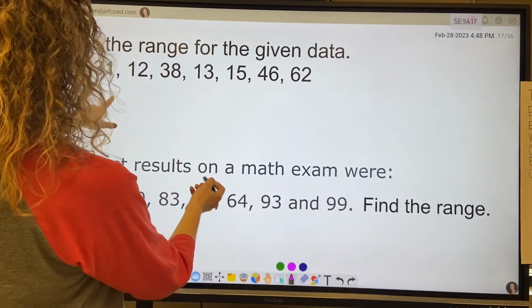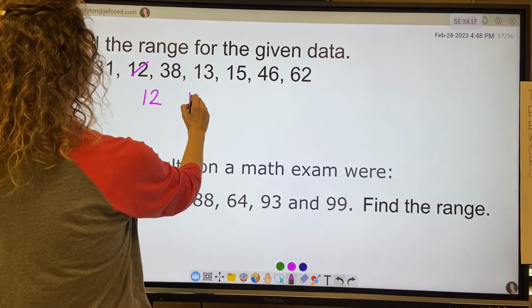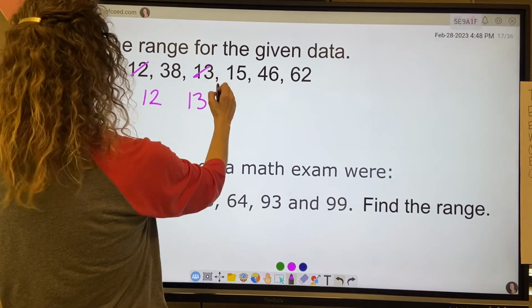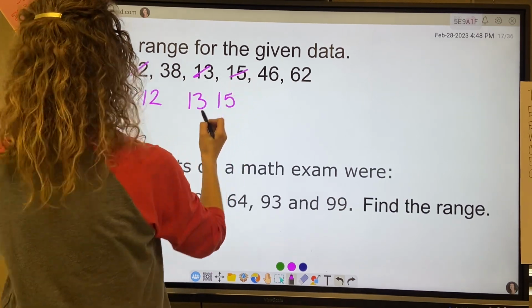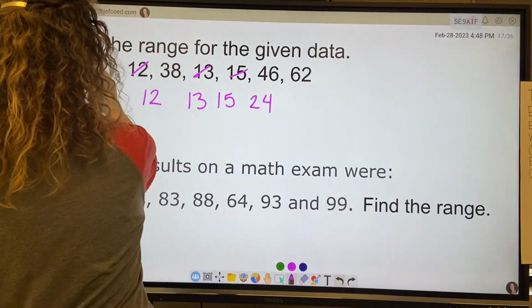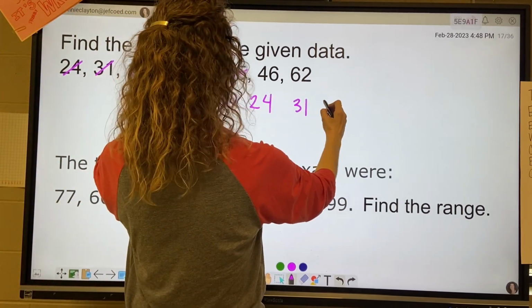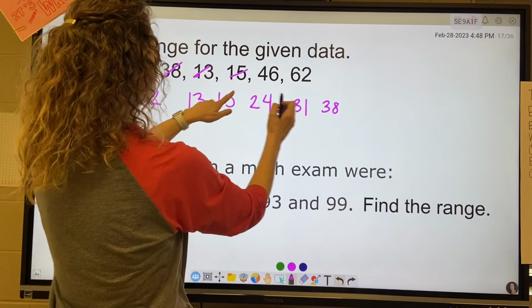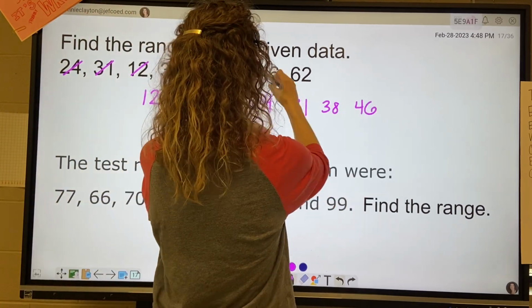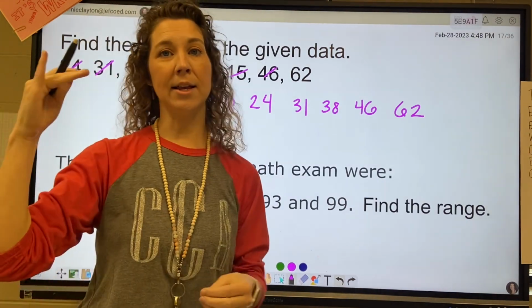So my lowest number looks like it is 12. I'm going to kind of check it off. Then 13, 15. Okay, we've got 24, 31, 38, 46, and 62. Okay, so range, highest and the lowest.